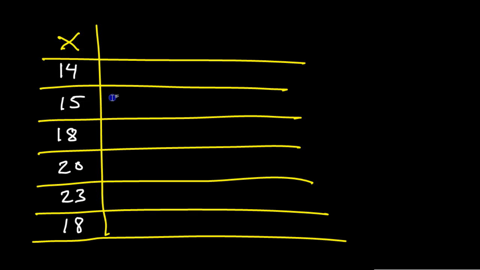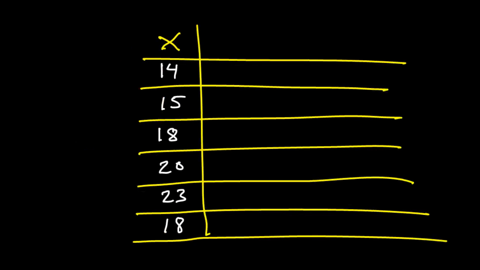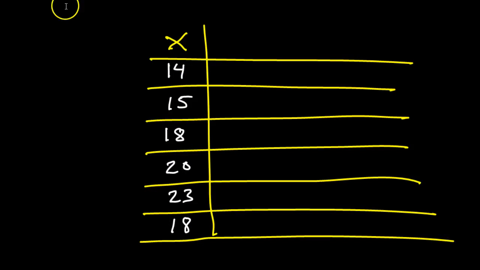So looking at the black screen, here's the data. The first thing you need to do to calculate the standard deviation by hand is you need to know what the mean is. Of course, if I wanted to find the mean of these numbers, I will add them up and I will divide by 1, 2, 3, 4, 5, 6. So I will add them up and divide by 6. So let's add these numbers up and see what we get.